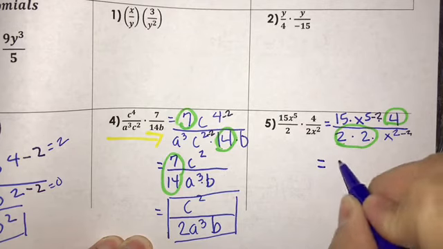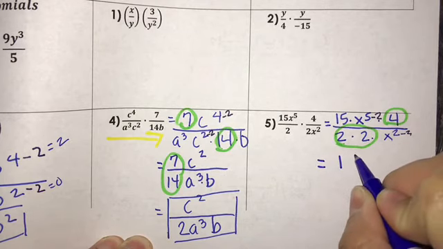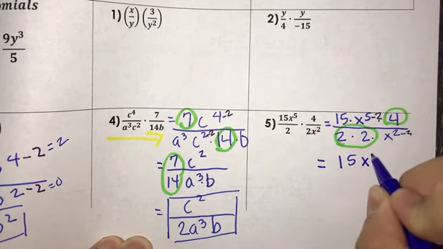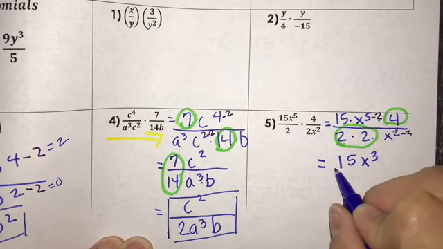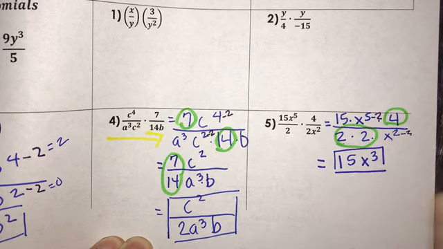So let's simplify. I have 15x third. That's just 15x to the 3rd.